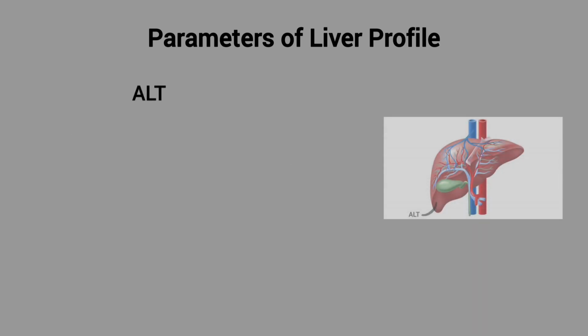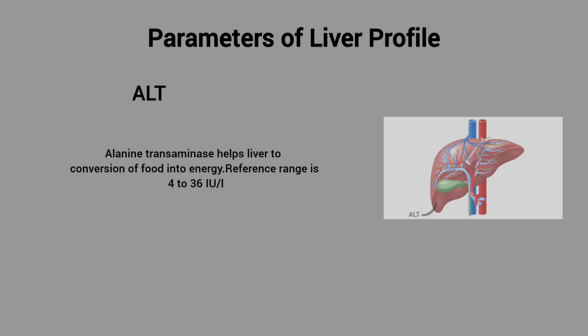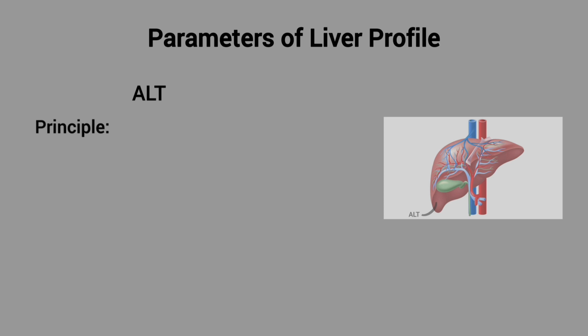Then ALT, which is an acronym for alanine transaminase, and helps the liver in conversion of food into energy. Reference range is 4 to 36 international units per liter. Its principle is that it causes the reverse transamination of alanine and ketoglutarate to form glutamate and pyruvate. The pyruvate is further reduced to give lactate in the presence of LDH, with oxidation of NADH into NAD, and rate of decrease in NADH is measured at 340 nanometer, which is proportional to the amount of ALT in the sample.